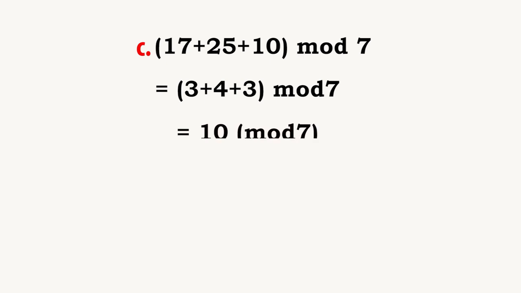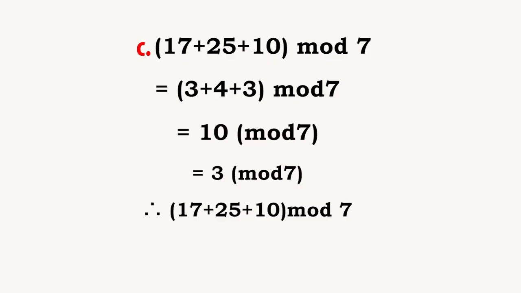And that gives us 10 mod 7. The 10 we can reduce further. So we divide again by 7 and we get 1 remainder 3. And therefore, 17 plus 25 plus 10 mod 7 becomes 3 mod 7.